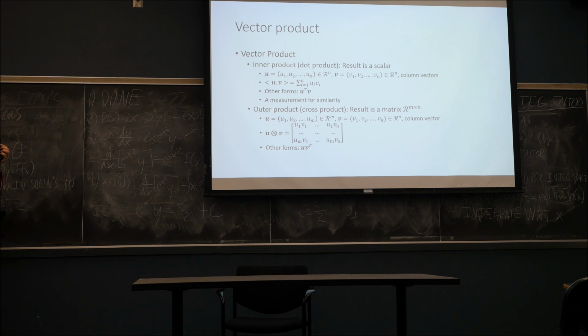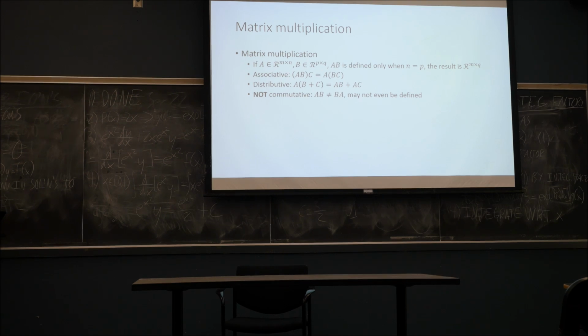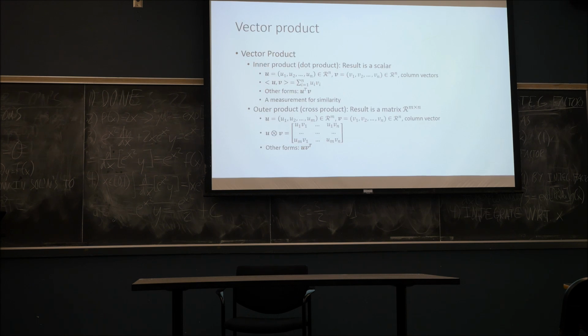So for u transpose v, u transpose is 1 times n. If you transpose a column vector, it becomes a row vector, and a row vector times a column vector is a scalar. The dot product is usually used as a measurement of similarity. If the product of two vectors is large, it means these two vectors are similar.